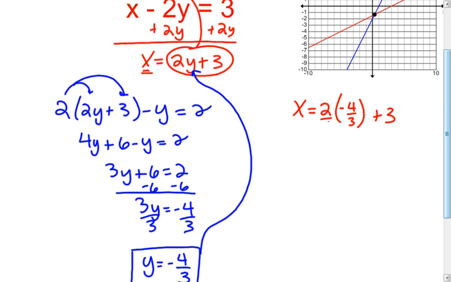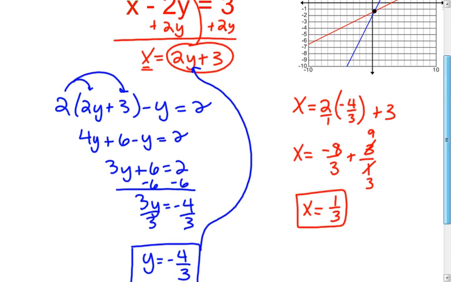Okay, remember that this is 2 over 1, and when we multiply fractions, we just multiply across the top and multiply across the bottom. So I will have negative 8/3 plus 3, and that 3 on the end is 3 over 1. So I need to get common denominators and make that be 9/3. So x is negative 8/3 plus 9/3, which gives me 1/3.